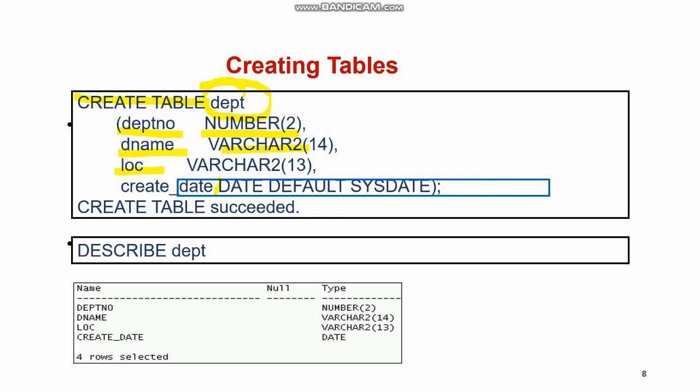And also you can have the date data type. For the date data type, you can use the default system date, which means the system date will be stored here. So this is how you will be creating a table.